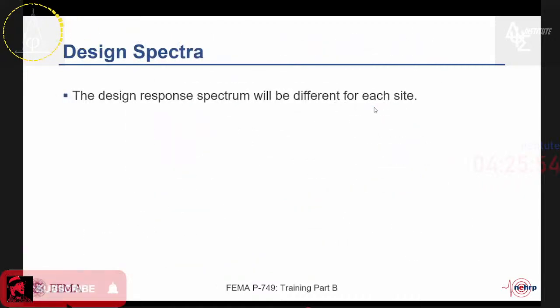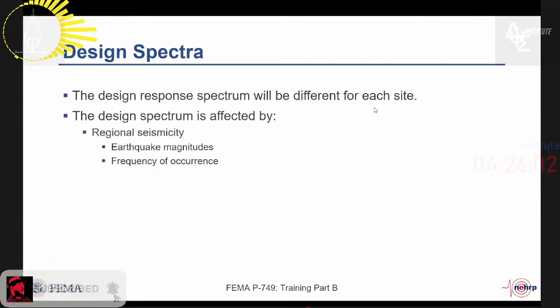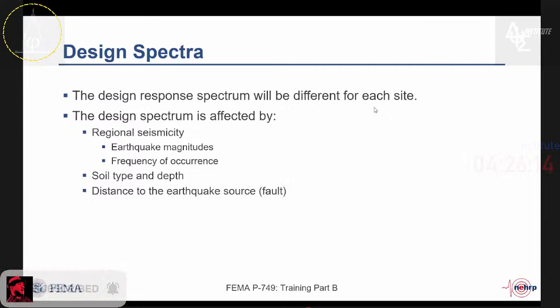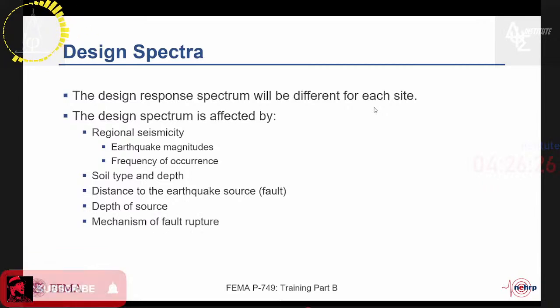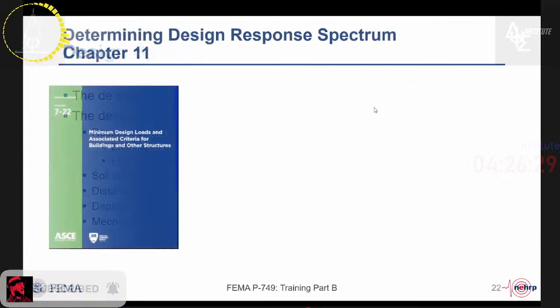The design response spectrum, which is what we derive our seismic design forces for structures from, is going to be different for each site. It's dependent on the regional seismicity, how likely it is earthquakes will occur at the site, the magnitudes of those earthquakes and their frequency of occurrence, the types and depths of soil of different types at the site, the distance of the site from faults, the depth of occurrence of earthquakes along those faults, which can vary from near surface to many kilometers deep, the mechanisms of fault rupture. All of these things affect the types and character of spectra which will be experienced at the site.